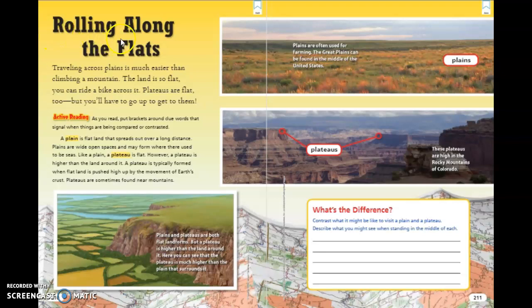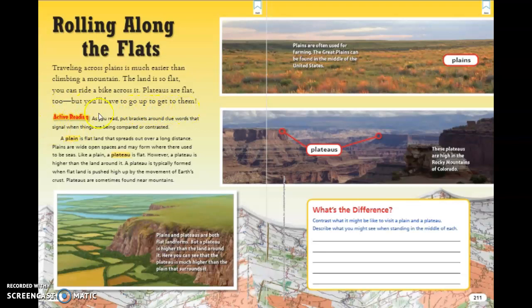Now you should be on page 210. This section is called Rolling Along the Flats. Traveling across plains is much easier than climbing a mountain. The land is so flat, you can ride a bike across it. Plateaus are flat, too, but you'll have to go up to get to them.